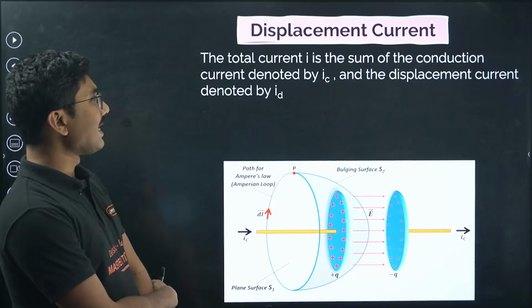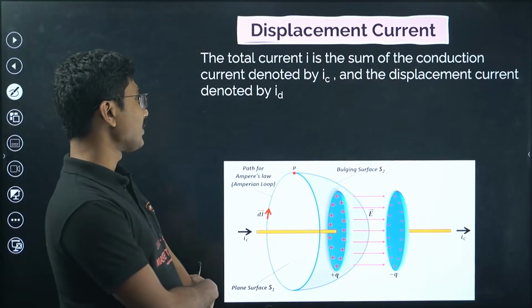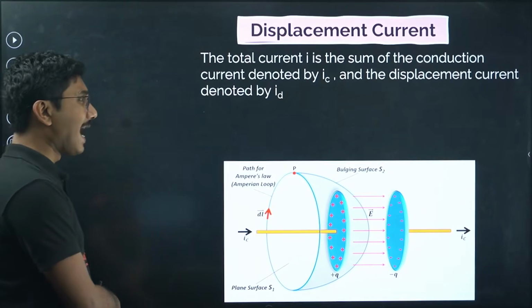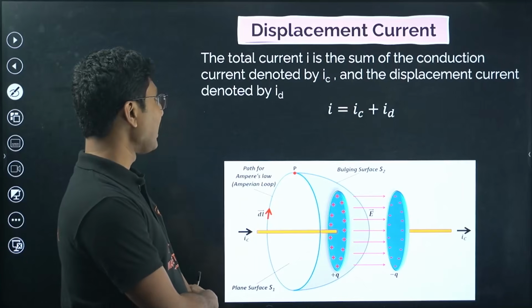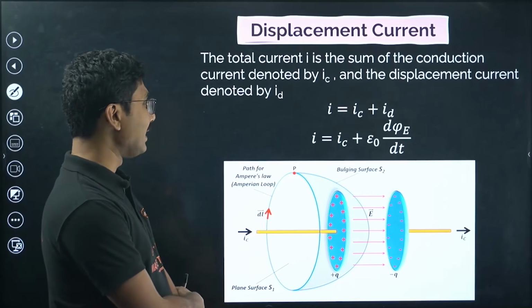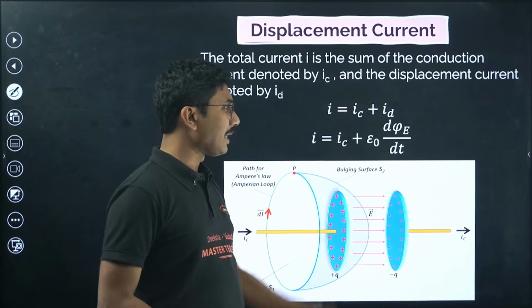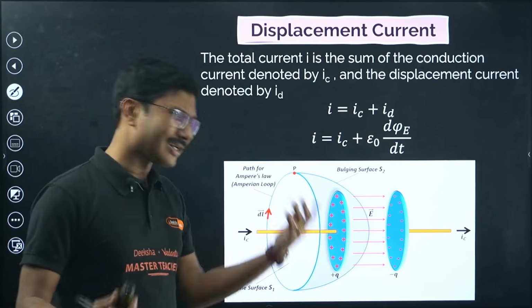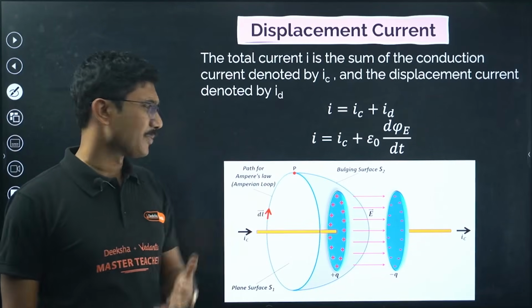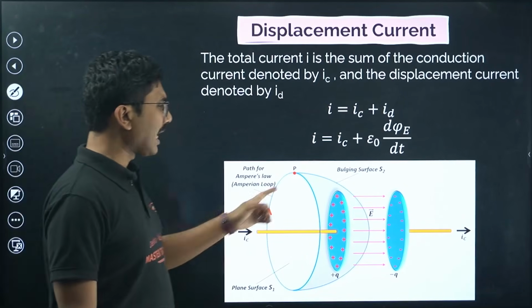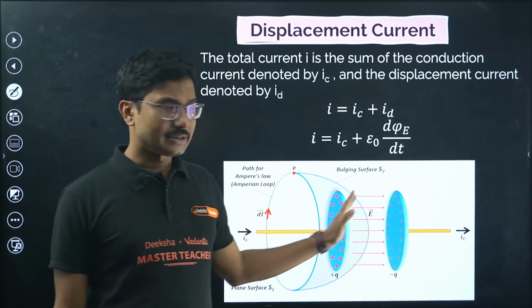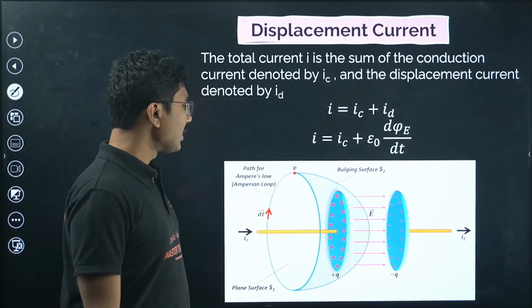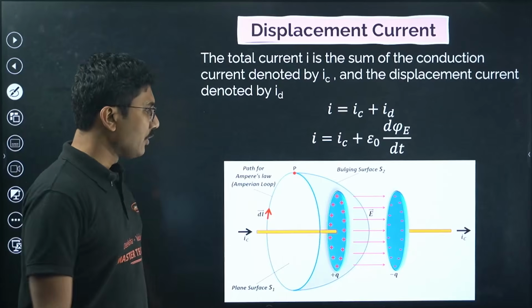The total current I is the sum of the conduction current denoted by IC and displacement current denoted by ID. I equals IC plus ID, and ID is given by epsilon naught d phi E by dt. Now let us understand briefly what is displacement current. Suppose you have a capacitor, a very simple parallel plate capacitor. You are charging the capacitor.